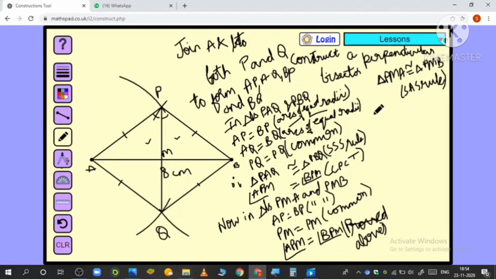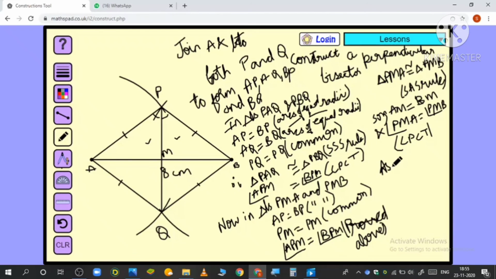So, it can be written as AM is equal to BM, angle PMA is equal to angle PMB, by CPCT, that is, corresponding parts of congruent triangles.